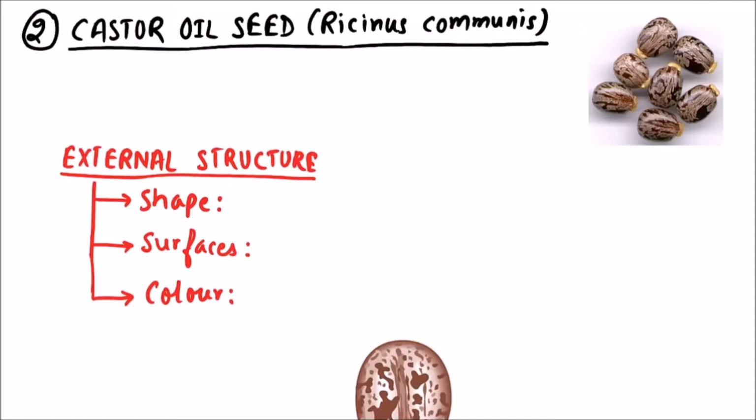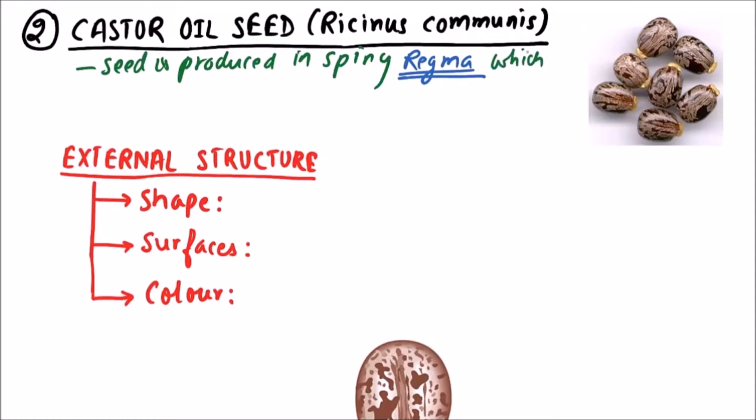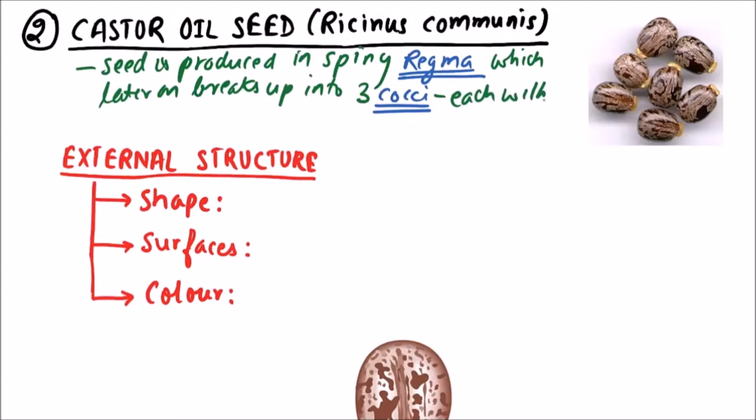In this video, we are going to discuss the structure of castor oil seed, that is Ricinus communis. Seed is produced in a spiny capsule, which later on breaks up into three cocci, each with a single seed.